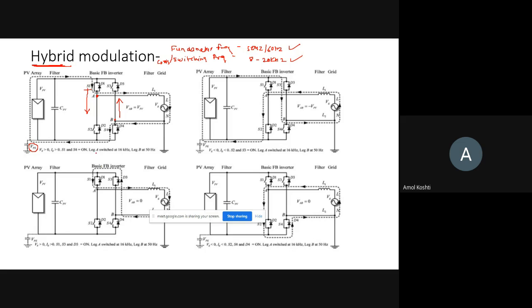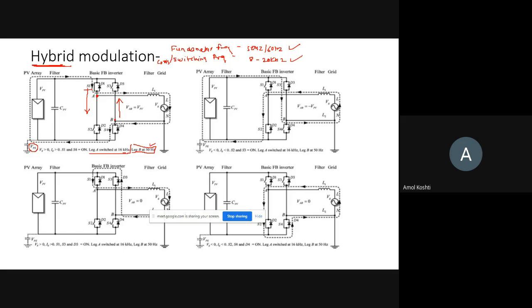If you see here, it is also written over here. Leg A is switched at 16 kilohertz, and leg B is switched at 50 hertz only. This is leg B. From this leg B, S4 is turned on, so S4 turning on will be with respect to this 50 hertz. Leg A is switched at 16 kilohertz. In leg A, we have this S1 switch, and for this S1, 16 kilohertz is there.